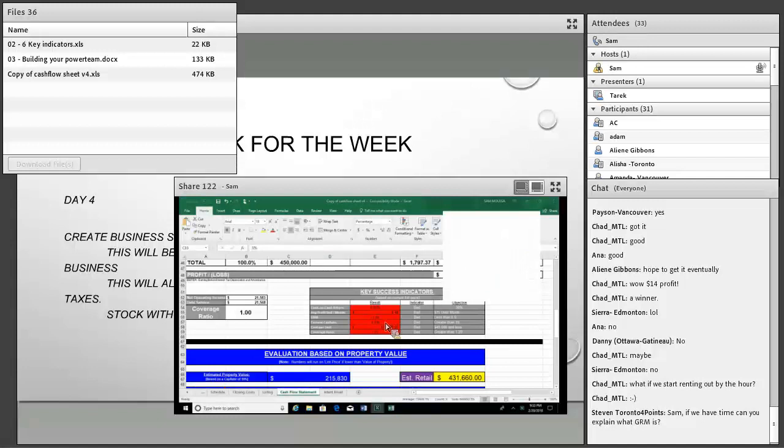Sure. We'll do a quick review of GRM and cap rate and explain those again. No problem, Steven. Okay, so here we go. GRM is 11.84. Six is what we want. The lower the number, the better when it comes to GRM. I'll explain that when we're done with this, okay?